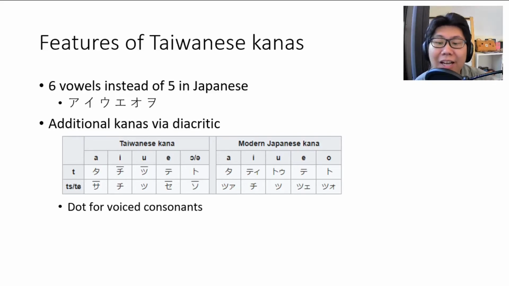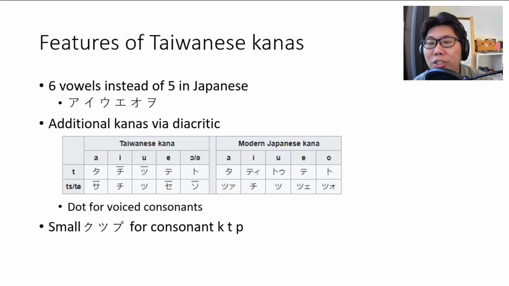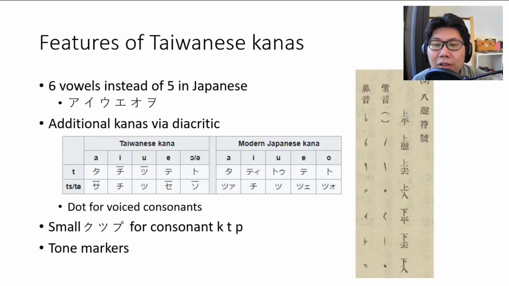And you can add a dot under a kana to signify a voiced consonant. As we mentioned in the main video, you've got the small ku to pu for consonants k to p, but there are more small characters for other consonants as well. And at last, the most interesting feature, which is the tone marker, marking one of the 7 tones in the language. And you think 4 tones in Mandarin is a lot.